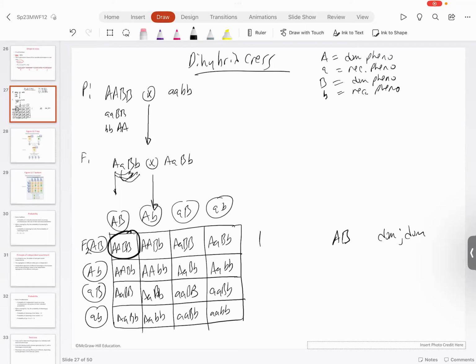So there's one. How about this guy? Same, right? How about this guy? So there's another one. How about this guy? Okay, yep. Next row, this one. How about this one? So this one's different, right? So now you have dominant in the first, recessive in the second. This is going to be dominant, recessive. So there's one of those. How about that guy?